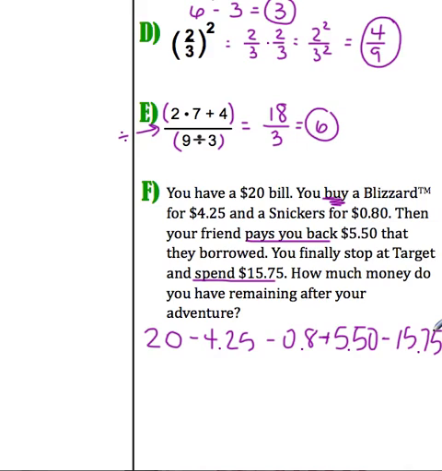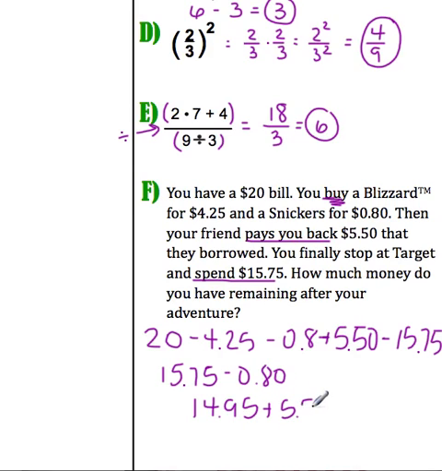So 20 minus 4.25, I know that 20 minus 4 is 16, minus another 75 cents is $15.75. And then I'm going to subtract from that. Whoops, I apologize there. We subtract that 80 cents. And I know that if I take 75 cents away, I have 5 more cents, so it takes me to $14.95. So $14.95, then I'm going to add to that $5.50.